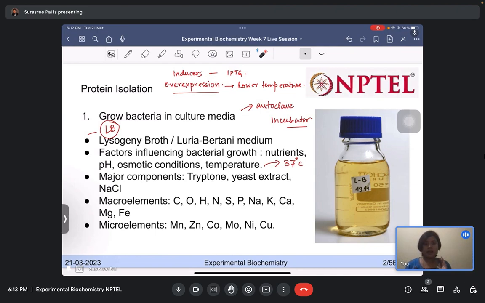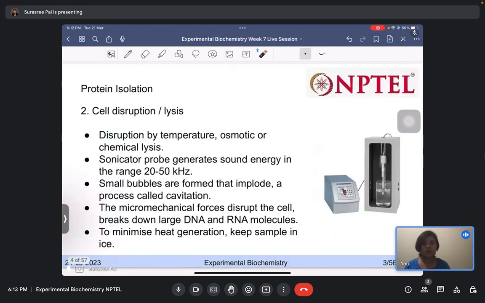Now the bacteria has overexpressed this protein. Now what we need to do is collect these bacterial cells, and then take our protein of interest out of these bacterial cells. Now how do we do that? The first thing that we do is lyse the bacterial cells. This cell lysis is essential, because if the cell lysis is not done, we will not be able to take the protein out of the cell.